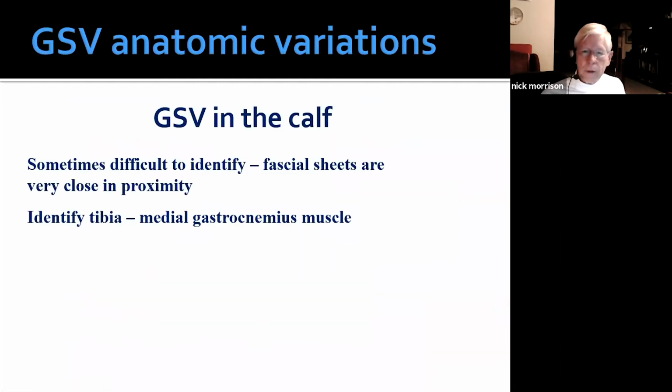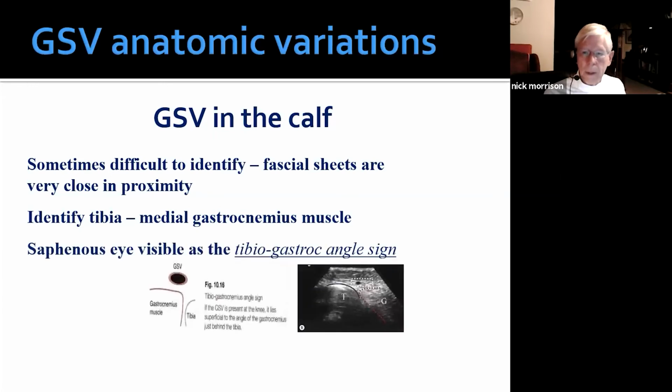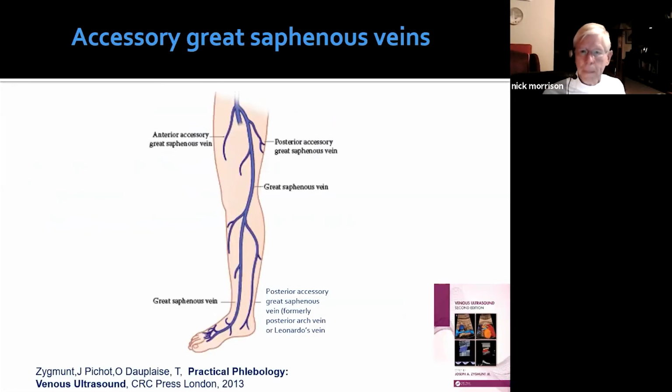Sometimes it's difficult to identify the great saphenous vein in the calf. If you can identify the tibia and the medial gastrocnemius, it's known as the tibiogastroc angle sign. Here's the tibia and here's the gastrocnemius muscle, and in the angle between is the great saphenous vein. That's a pretty good clue when you're trying to find it in the calf.